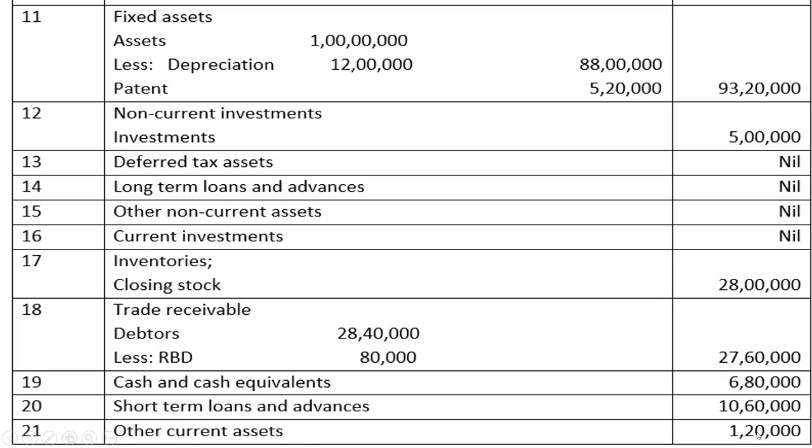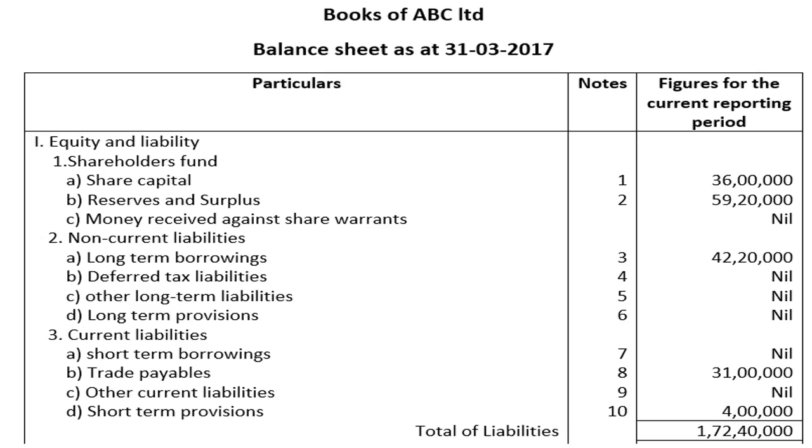So in this way we prepared the notes to the balance sheet. Now let us present these calculations in the balance sheet. Books of ABC Limited, balance sheet as at 31st March 2017. Particulars, note number, figures for the current reporting period. Under that particulars, the first one is equity and liability. Under that equity and liability, the first one is shareholders fund.